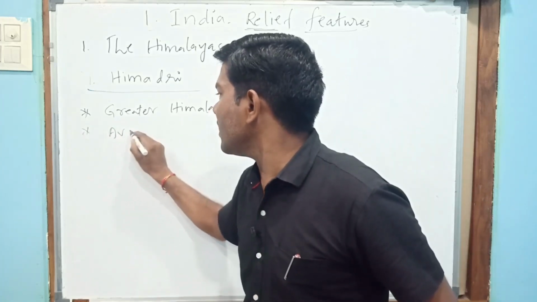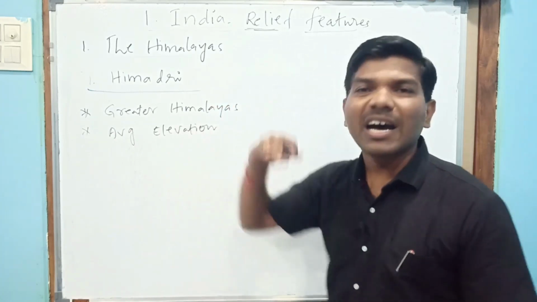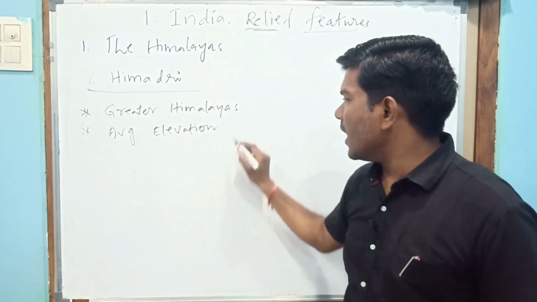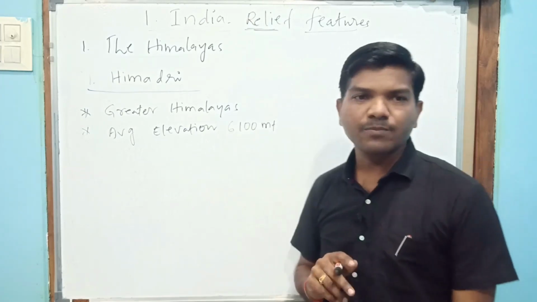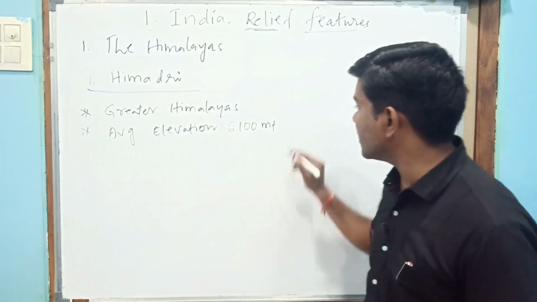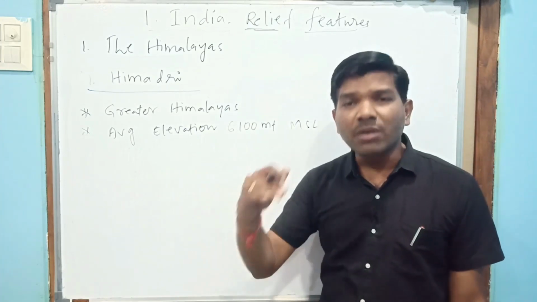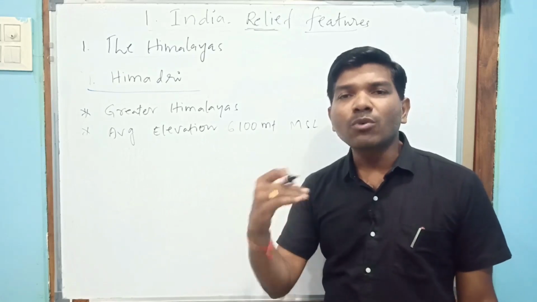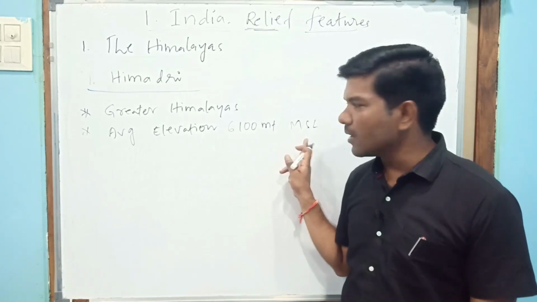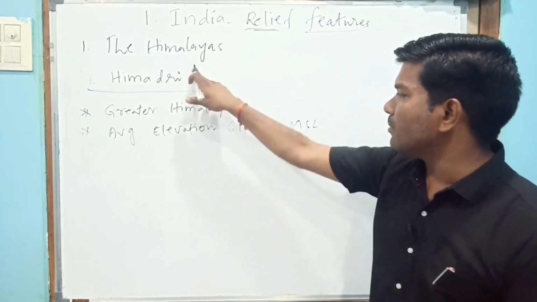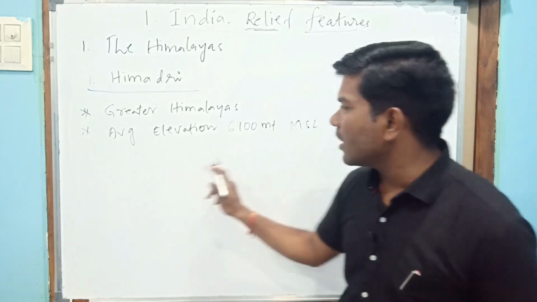Then, average elevation. Elevation means height, the height of the Himalayas. The average elevation is 6,100 meters above mean sea level, MSL. As we know, we measure mountains and peaks from the mean sea level. So the average elevation of Himadri is 6,100 meters.